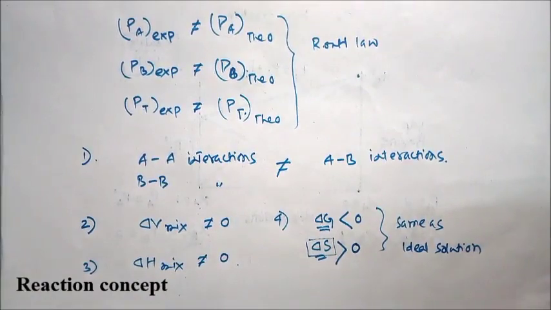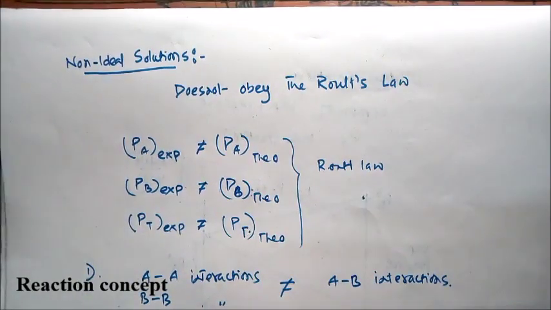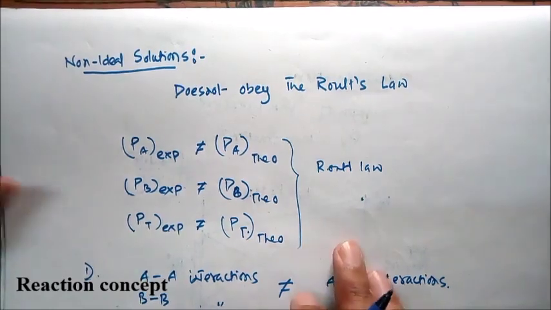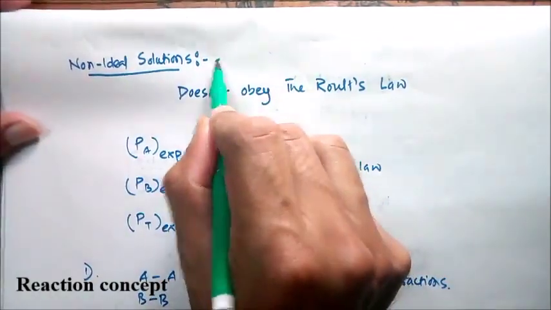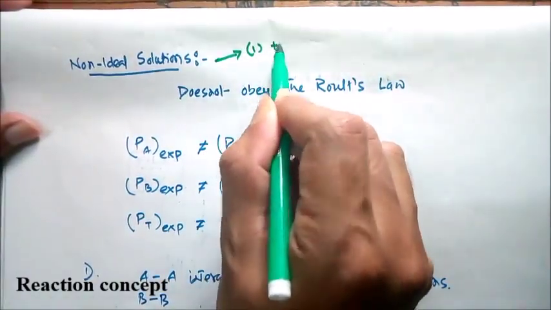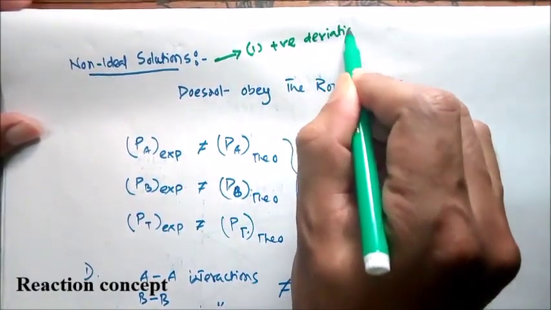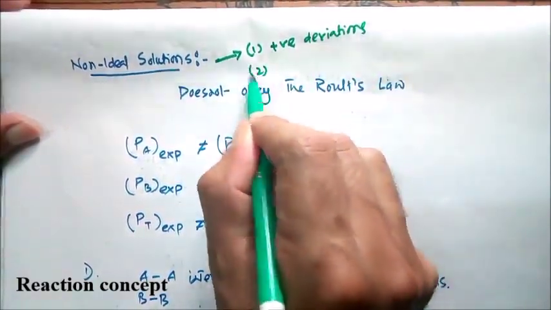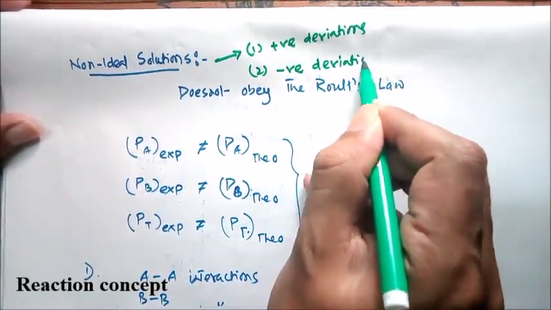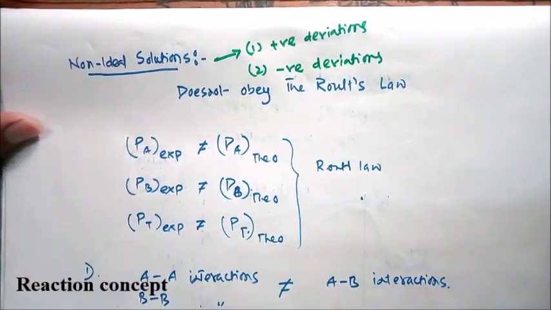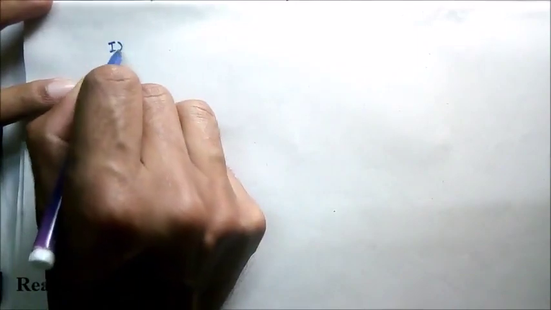Now these non-ideal solutions are divided into two types, depending upon their deviations from Raoult's law. One is called non-ideal solution showing positive deviation, and the other one is called non-ideal solution showing negative deviation. Now we'll discuss these two types of non-ideal solution. Let us first consider the non-ideal solution showing positive deviation.